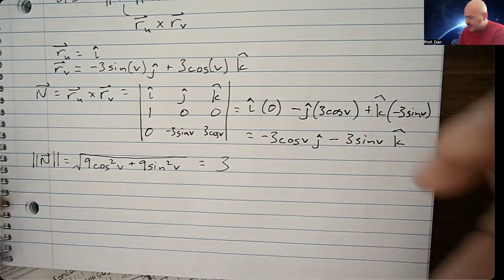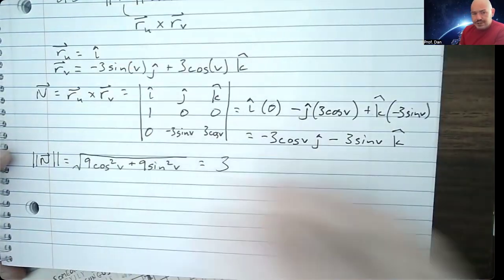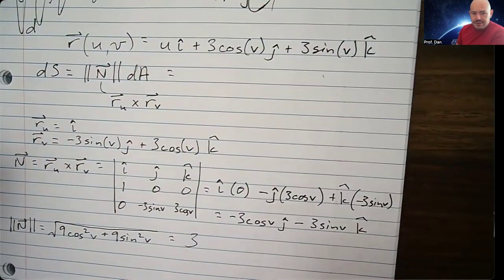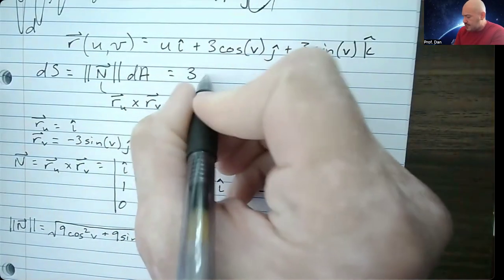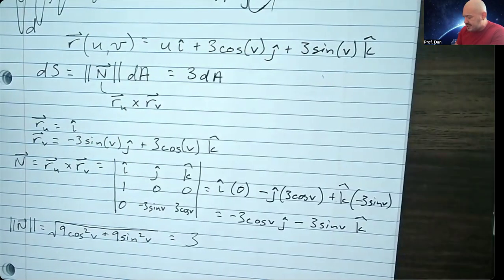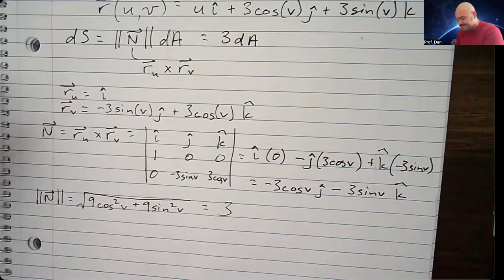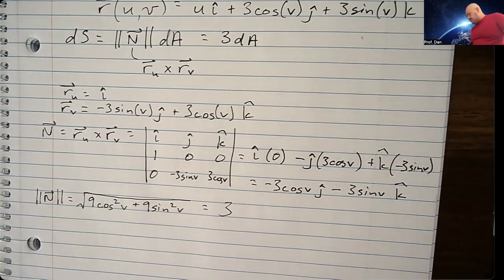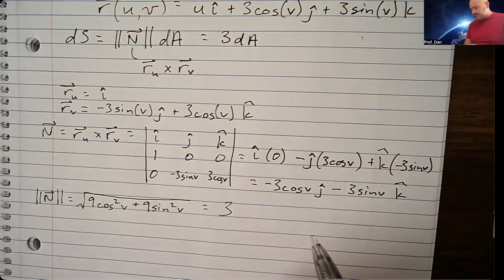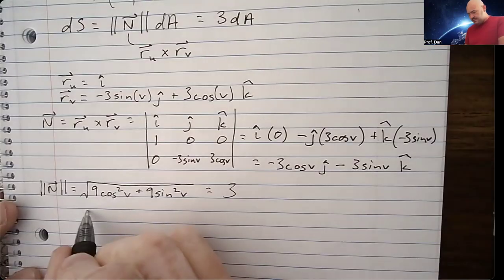Pretty easy. So rewriting that differential ds, we know the magnitude of our normal vector was 3. So we can rewrite ds as 3 dA. And now that we've figured that part out, basically we can go back to our surface integral.